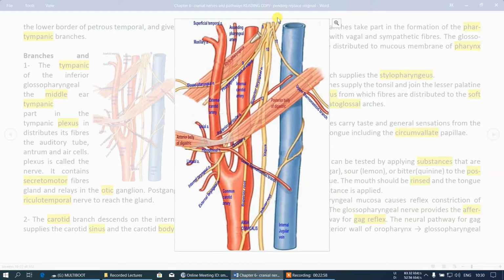Here you have the jugular foramen. We are viewing left sided tissue from the left lateral side. This is superior, this is inferior, this is anterior, this is posterior.